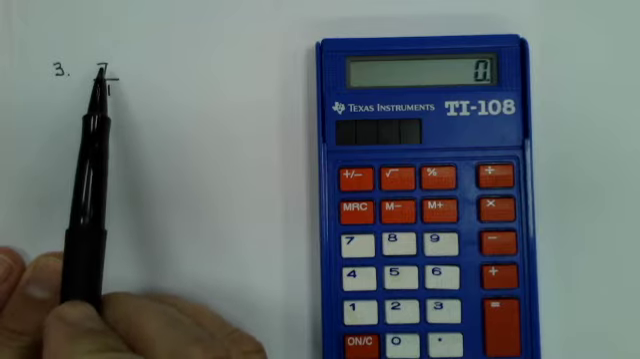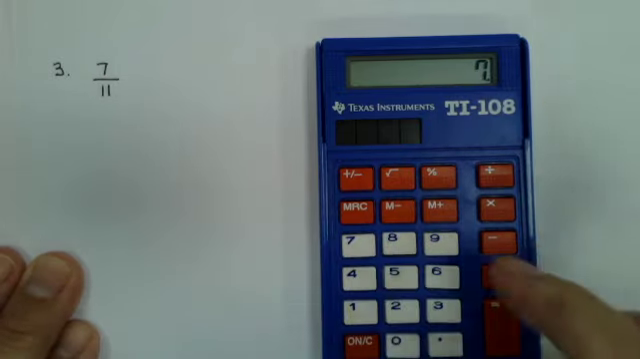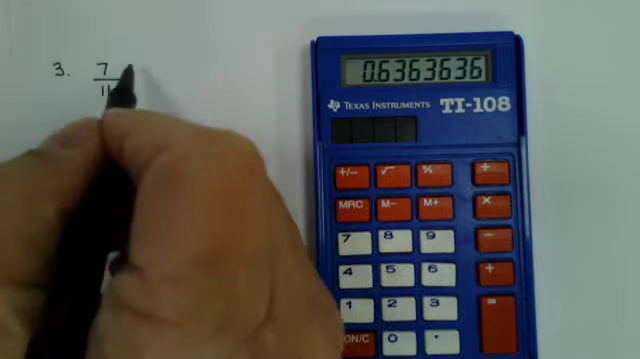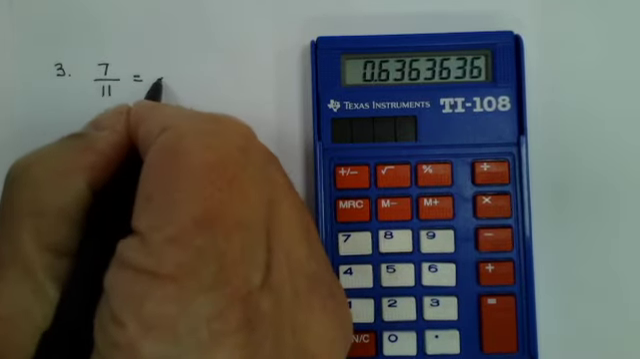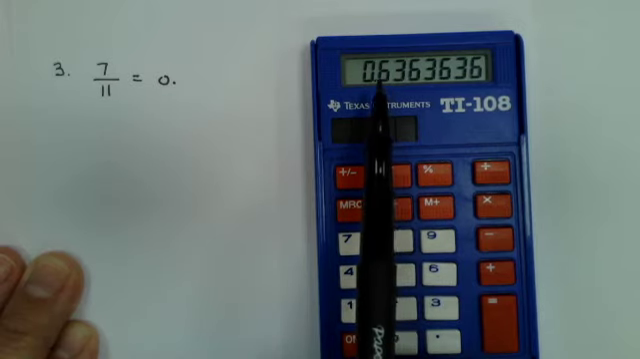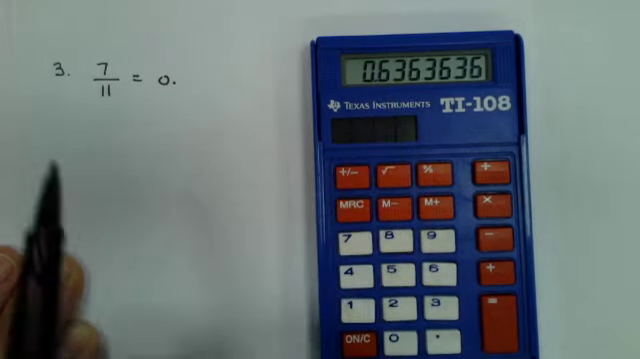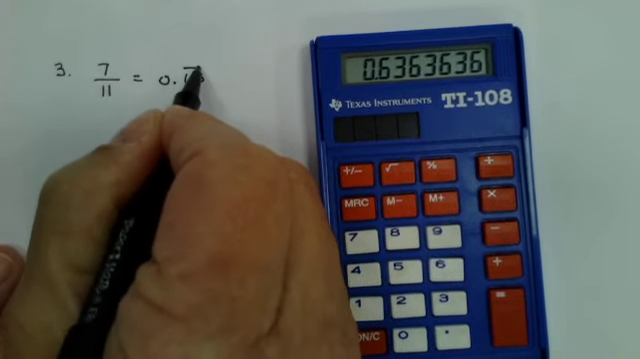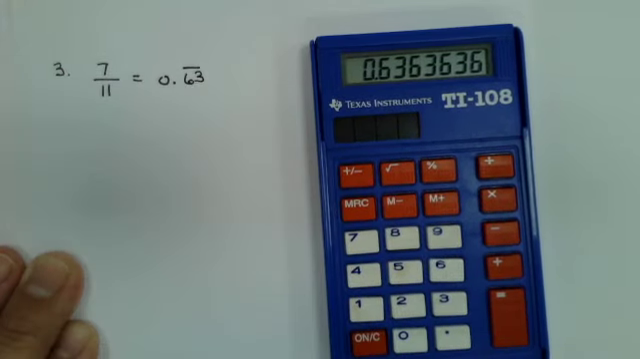Next, I'm going to take 7 and divide it by 11. 7 divided by 11 equals 0. Look at what's being repeated. The 6 and the 3 are being repeated. So I'm going to write 6 and 3 and put a bar over both of those numbers to show that those two numbers are the ones that are being repeated.